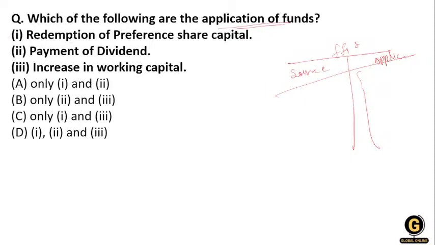So redemption of preference share capital, does it come on the application side? Payment of dividend is application side. Increase in working capital, isn't it application side? So tell me what comes on the application side. Look over here, answer me. I'm waiting for your answer, but nobody is answering me.